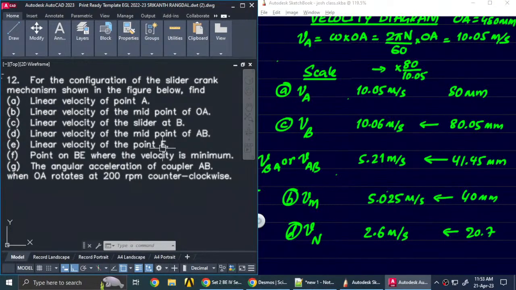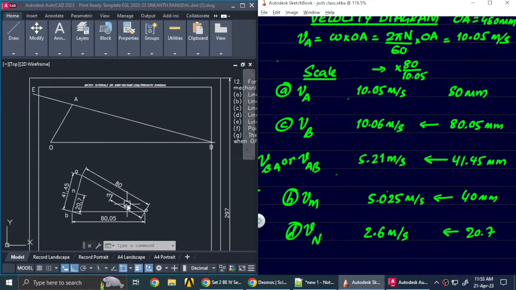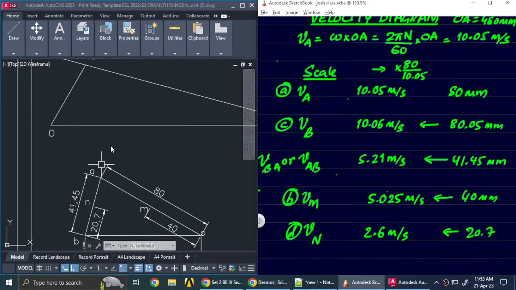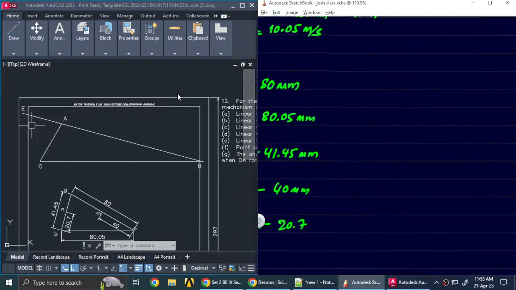Now linear velocity of the point E. Now E, you can see it's on the extended side over here. Okay, so BA has been extended to get the point E. So similarly here, small BA we need to extend in order to get the point E, and the ratio needs to be maintained the same. So let's say AB by AE, this ratio needs to be maintained with the velocity diagram.